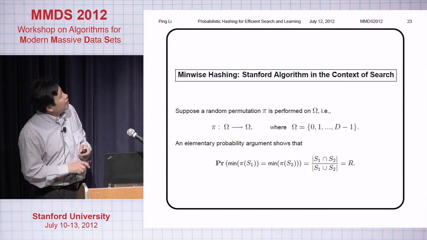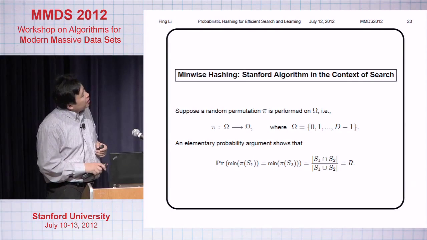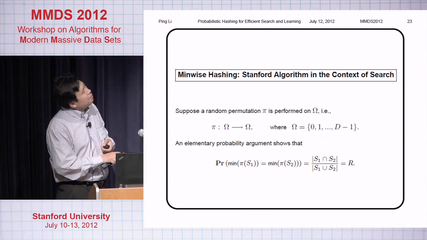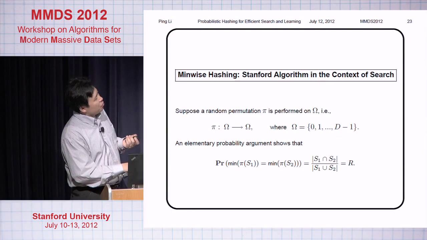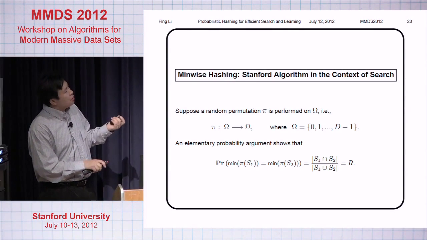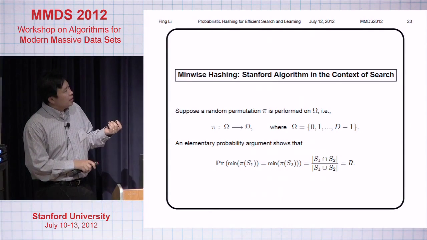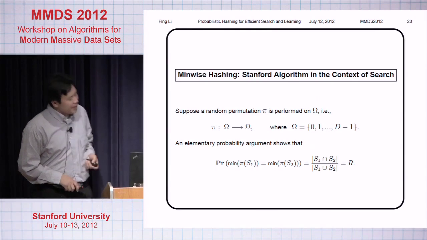So the standard practice is called minwise hashing. That's how it works. Suppose we're able to do permutations on the total space from 0 to D minus 1. Then you apply the permutation to the 2 sets, and you store the minimums. The probability that the 2 minimums are equal is R. Let me give you an example.